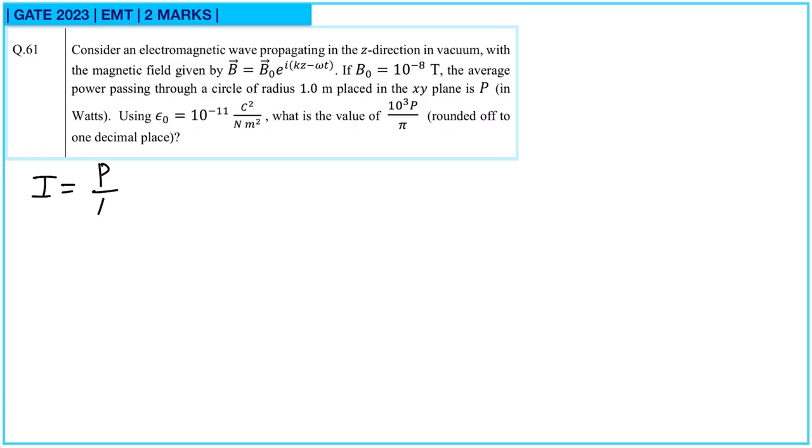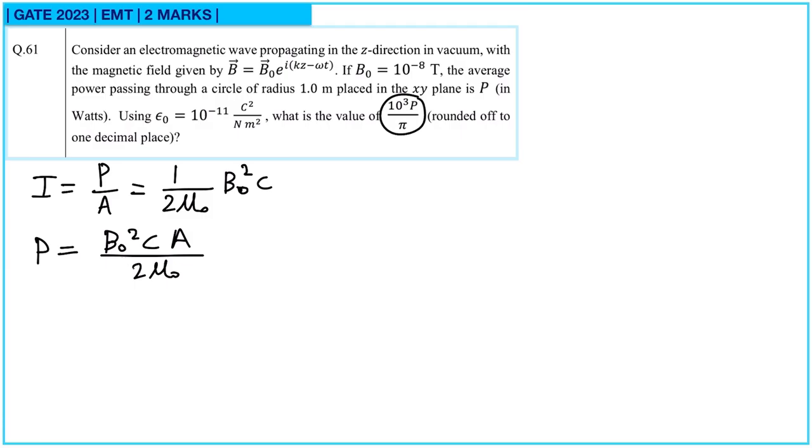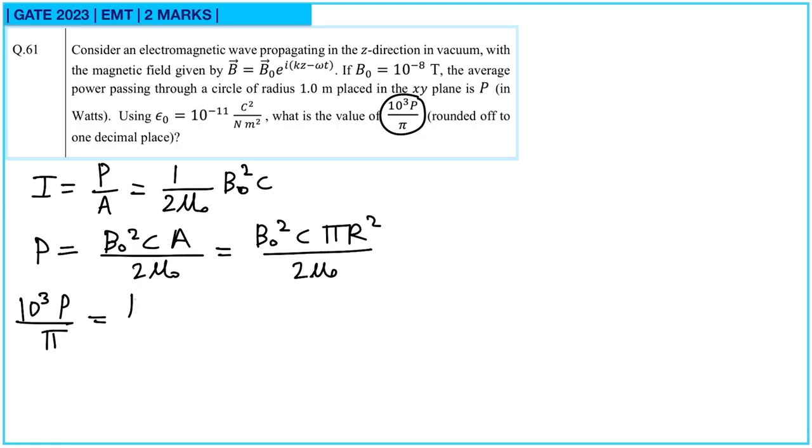Now intensity is equal to power upon area, and intensity can be written as 1 upon 2 mu naught into B0 square into C. So from here power is equal to B0 square C into A upon 2 mu naught. And we want to calculate this part, so let us multiply and divide by pi. So 10 raised to 3 P by pi can be written as B0 square C, and this is pi r square upon 2 mu naught. So divide by pi and multiply by 10 raised to 3. So B0 square into C into r square into 10 raised to 3 upon 2 mu naught.